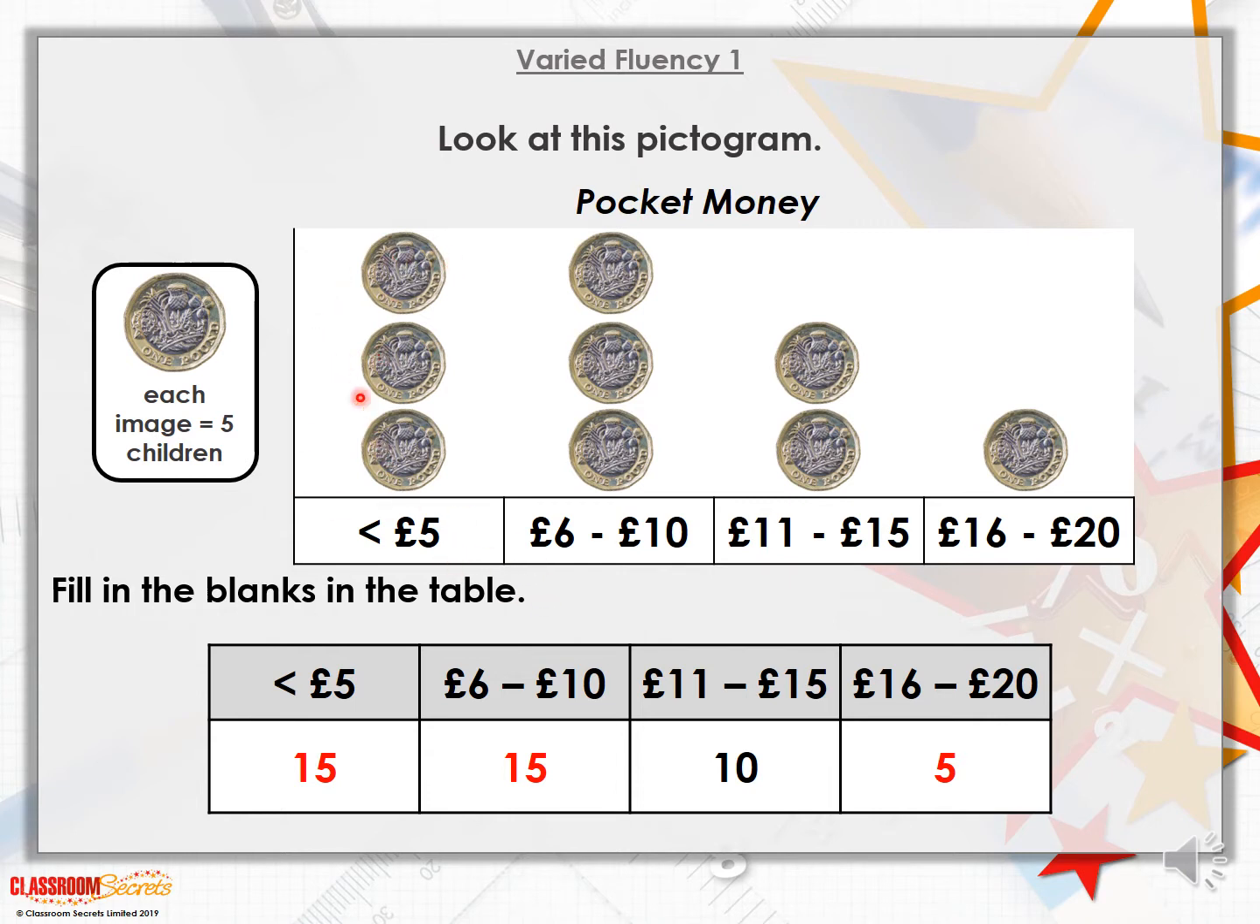Well done. It's the exact same for £6 to £10 because it's got 3 pound coins in there as well. So if I already know the answer to this, then it must be the same for this as well. £11 to £15 was already done for us. And for the £16 to £20, there's only one of those pound coins. But remember, it's not just one for the answer. I need to look over here because one is worth 5 children. So this is going to be quite critical today. So well done if you got those answers. Moving on.